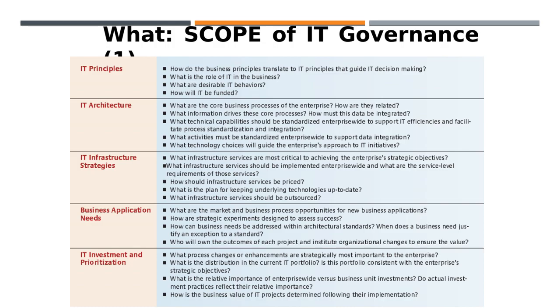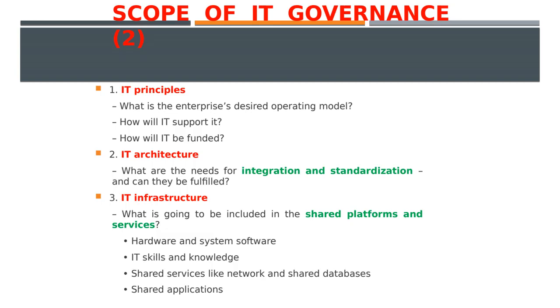What infrastructure services are most critical also? What is the plan for keeping underlying technologies up to date? We need to update our technologies. If we have systems that are about to become obsolete, we need to update them. This is also a continuation of the scope of IT governance.